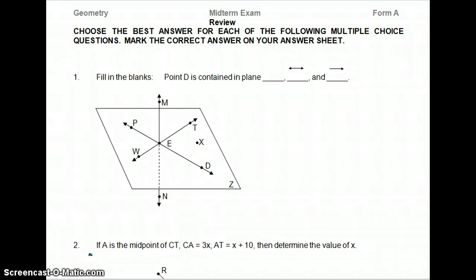Point D is contained in plane blank, line blank, and ray blank. The plane is down here in the corner. This is plane Z. The line is any 2 points on the line that contains D, so I'm going to call it line P, D. Now a ray has to start from one point, continue in one direction, and if it's going through D, I'm going to call this one ray E, D.